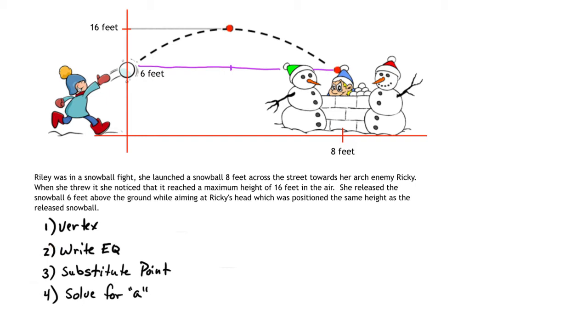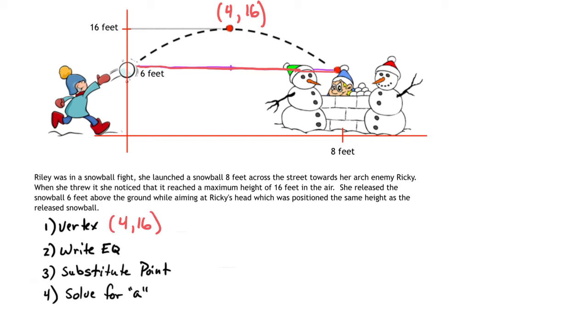To find the vertex, we're going to look at how far the snowball has been thrown. It goes a total distance right here of 8 feet. Since parabolas are symmetrical, you're going to chop that distance in half. So I know this x value is going to be 4 feet. And it also reaches a maximum height of 16. So there's our first part. Our vertex is at (4, 16).